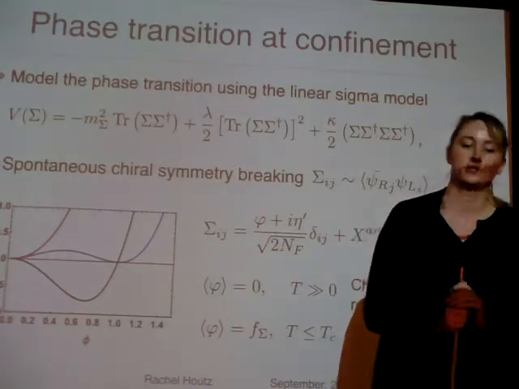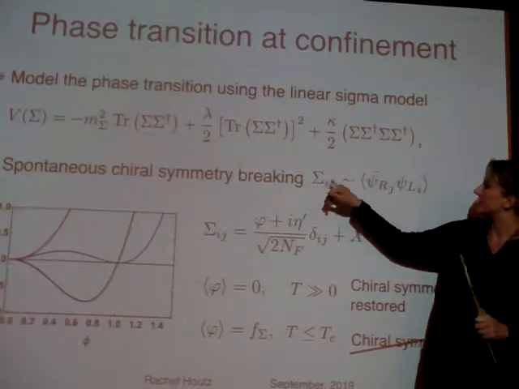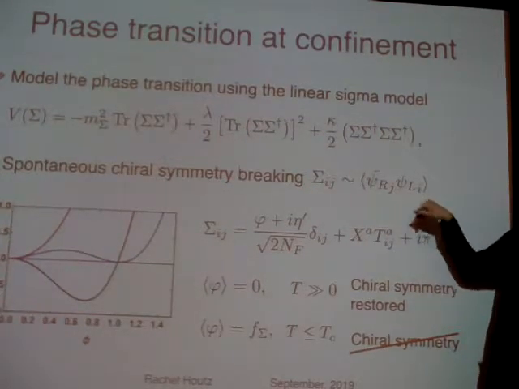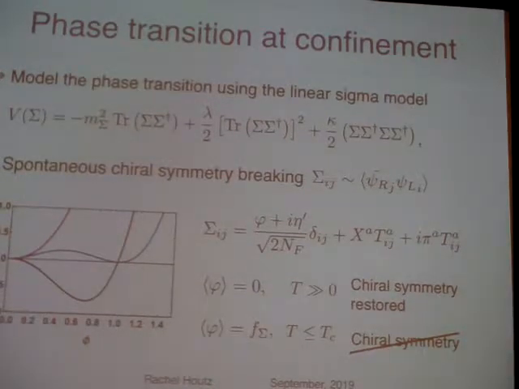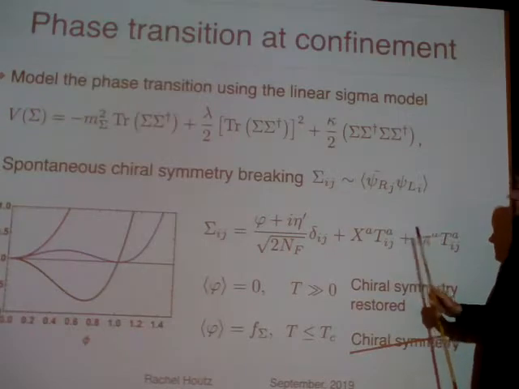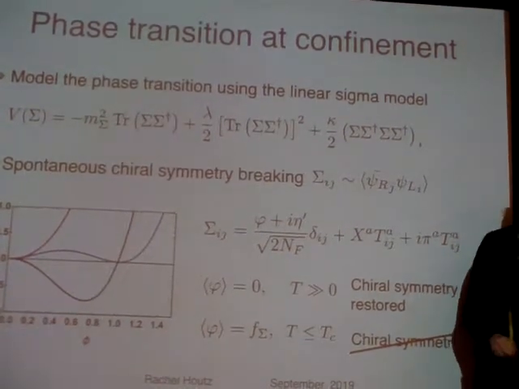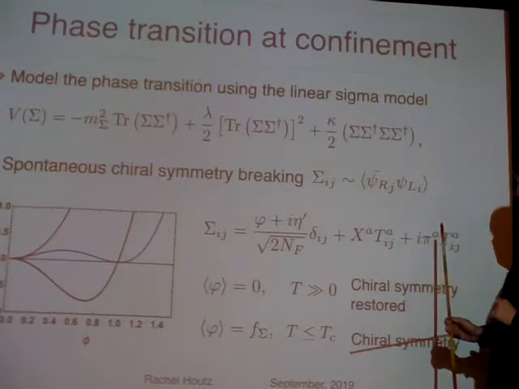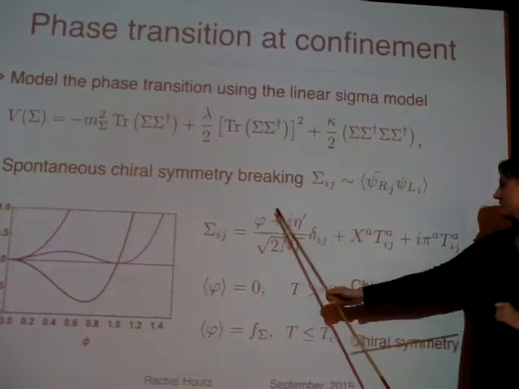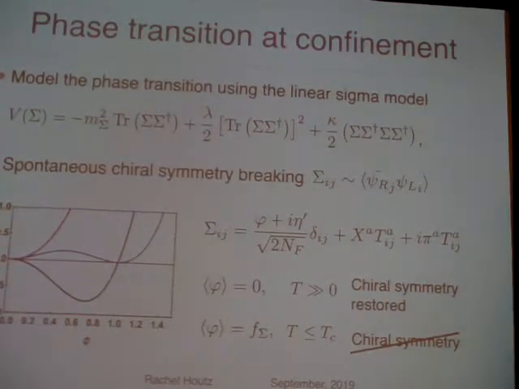So the phase transition. We modeled the phase transition using a linear sigma model, where this sigma matrix is made of the light flavors, the massless quarks. The sigma matrix, you can expand it in terms of the group generators. So these are now the generators of the SU(N) vectorial flavor symmetry. You have the unbroken generators here, which are the heavy states, and then you have the Goldstone bosons associated with the broken generators, which are the light states.